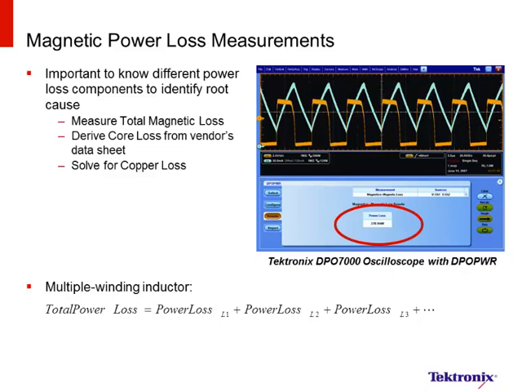Multiple winding inductors call for a slightly different approach. The total power loss is the sum of the losses from the individual windings, as shown by the equation on this slide.